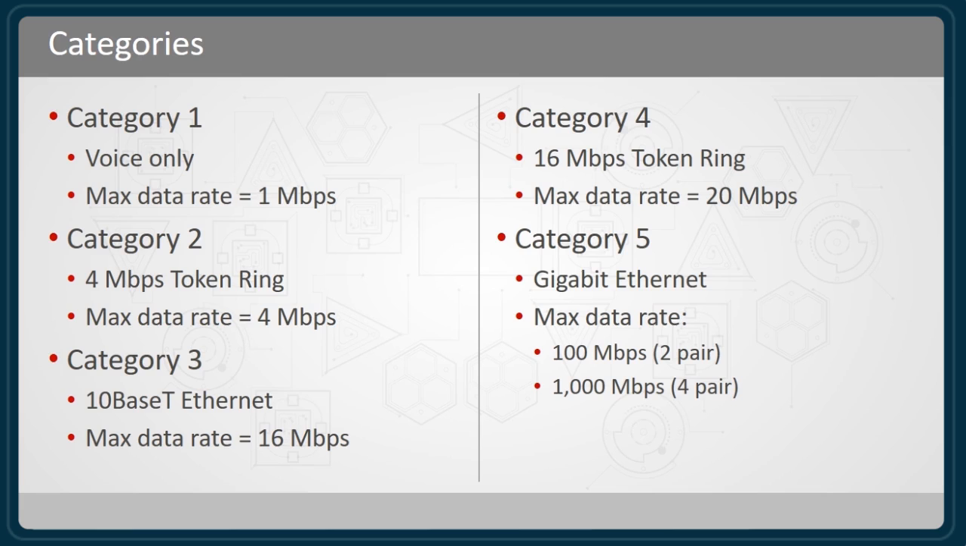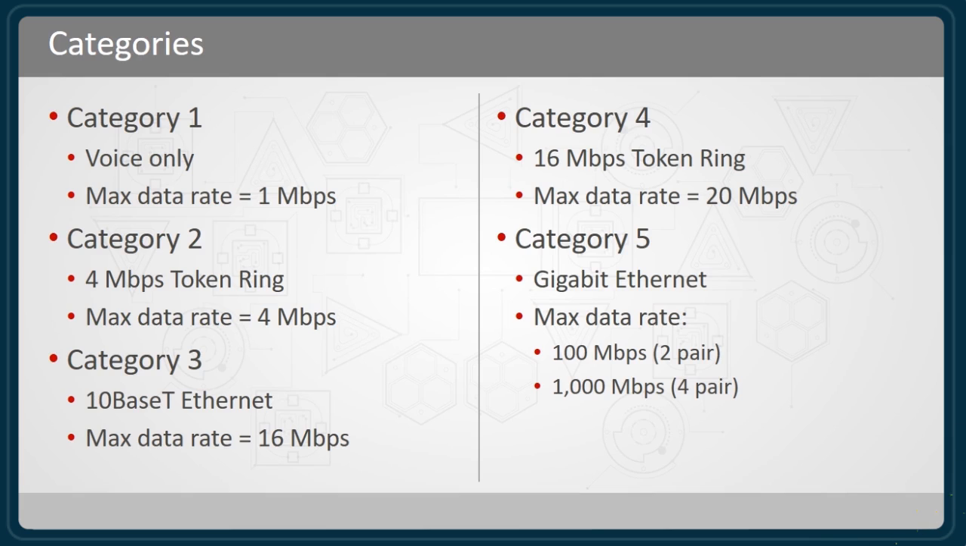10 base T was another name for the cable, and that actually stands for 10 being 10 megabits per second, base being baseband transmission, as opposed to broadband. Broadband is a variation of frequencies. Baseband is effectively 1 and 0. And T for twisted pair. So a very common name for Category 3 or Cat 3 cable, as you might refer to.